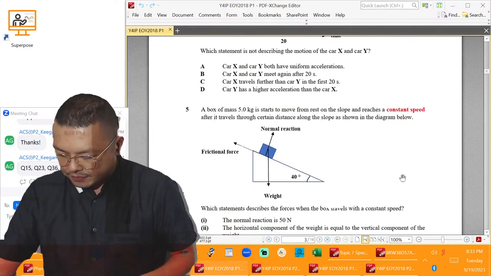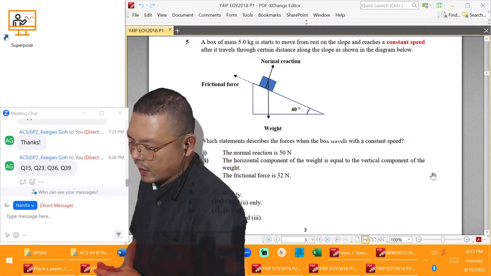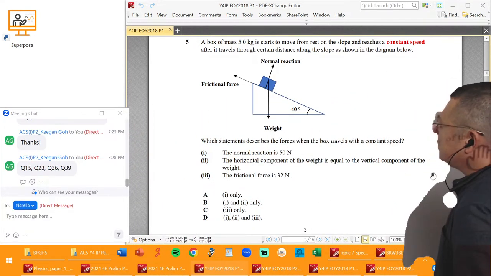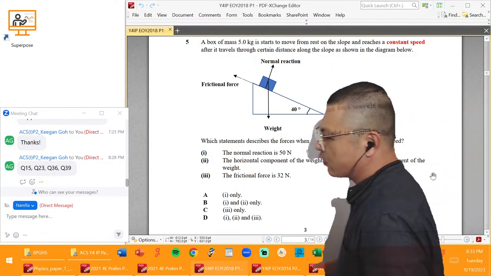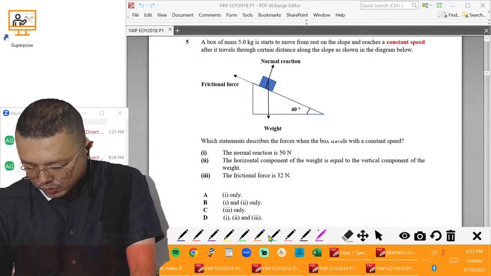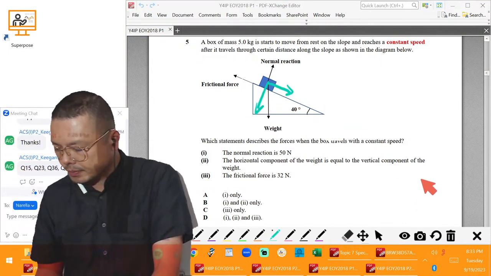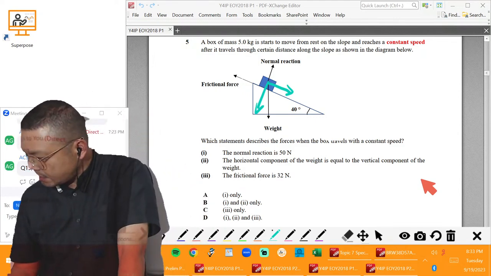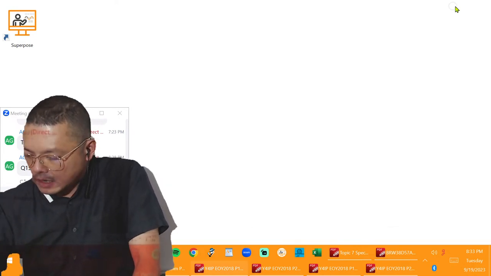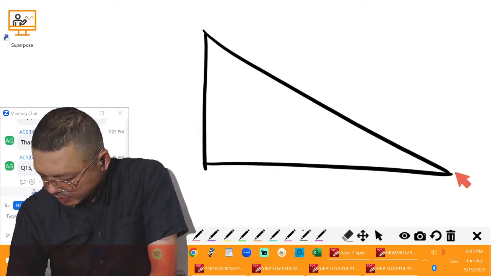Five. Question five, MG sine. Oh boy. Okay, this one no choice. You have to resolve the weight into two components, this component and this component, down the slope. There's a certain trick to doing this. Let me show it to you in a bigger picture.